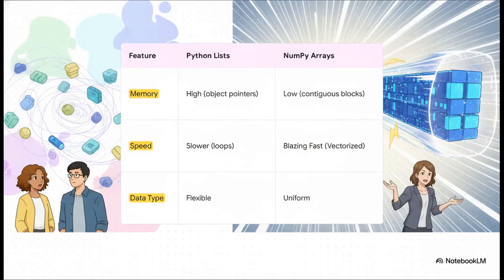And this table right here says it all. A Python list is flexible, sure, but it's really just storing pointers to objects that are scattered all over your computer's memory. A NumPy array, on the other hand, stores all of its data in one single, continuous, unbroken block of memory. And that dense packing is the secret to its incredible speed.